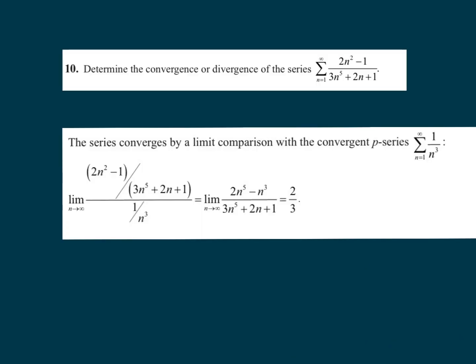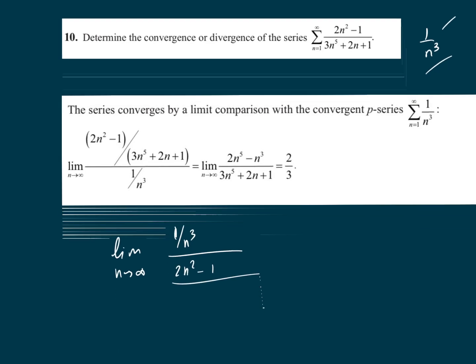Determine the convergence or divergence of this series. You see here there is an n squared, and here there is an n to the 5. So I see here 1 divided by n cubed, since n squared divided by n^5 is 1 divided by n cubed. So I will test this with this series. This series converges. So I will test the limit when n goes to infinity of 1 divided by n cubed divided by 2n squared minus 1.